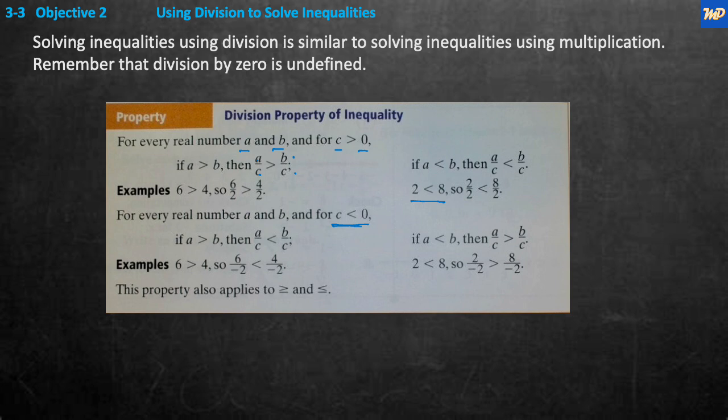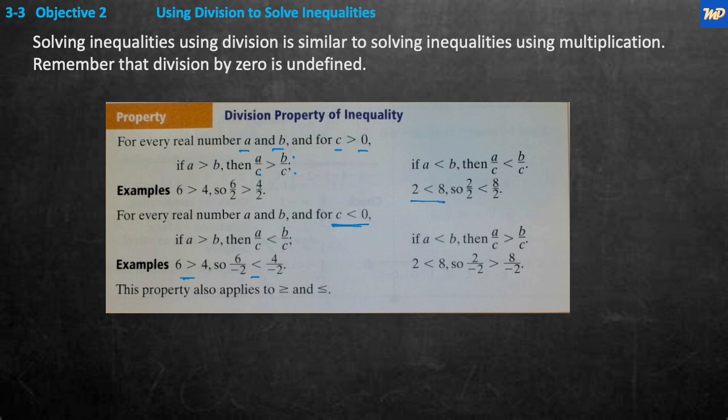Or if a is less than b, then a divided by that non-zero, negative number is greater than b divided by that same negative number. Let's look at an example. 6 divided by negative 2, which is negative 3. But if you notice, this sign here flipped.